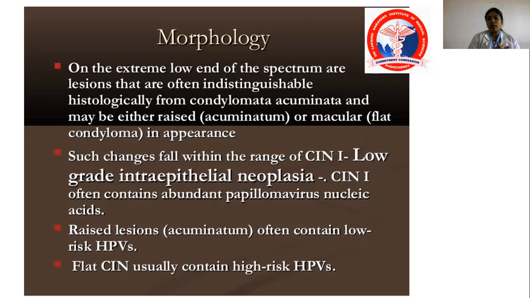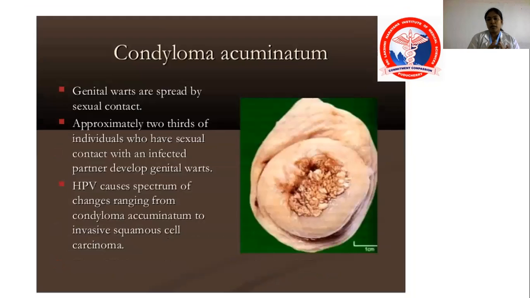Such changes fall within the range of CIN1, that is low-grade intraepithelial neoplasia. CIN1 often contains abundant papilloma virus nucleic acid, and the raised lesion often contains low-risk HPV virus. Flat CINs usually contain high-risk HPV virus. This is a picture of condyloma acuminatum. The genital warts are spread by sexual contact. Approximately 2/3 of the individuals who have sexual contact with an infected partner develop genital warts.